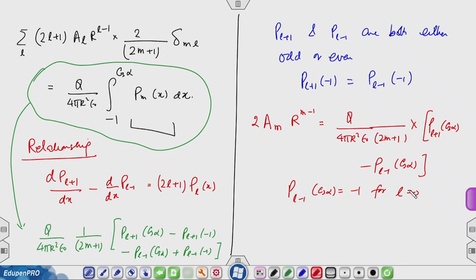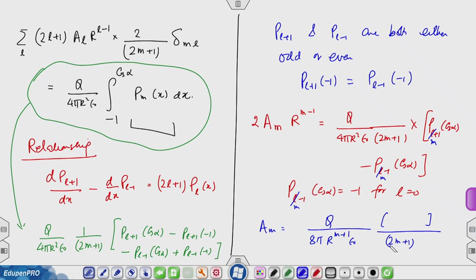So, I have got my A_m, and therefore, the answer for A_m is q over 8 pi r raised to m plus 1 epsilon 0, all this difference of P_m, this should be m, to m plus 1, and that gives you the answer.